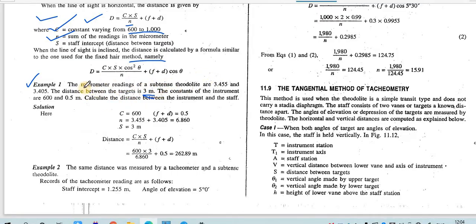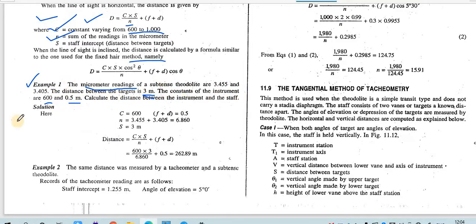Okay, so over here it is also saying that there is a micrometer reading. Whenever these terms are coming, the micrometer readings on the targets, it is clearly mentioning that this is not a fixed hair method question. This is something different from the fixed hair method. Then the constant of the instrument is 600 over here. As I've told you, the values of the constant vary from 600 to 1000. So by getting the constant of 600, you can clearly understand that this is a movable hair method, and the next constant is 0.5.